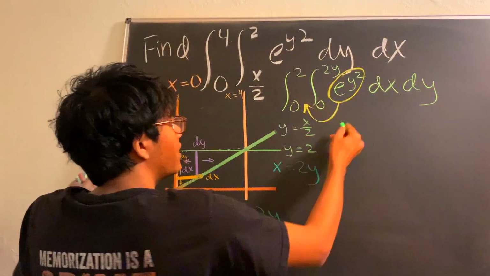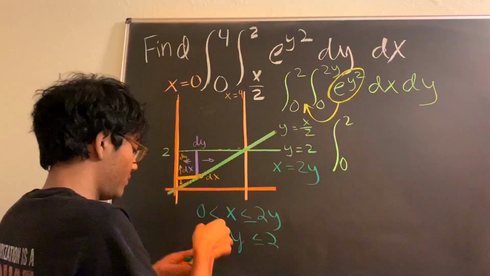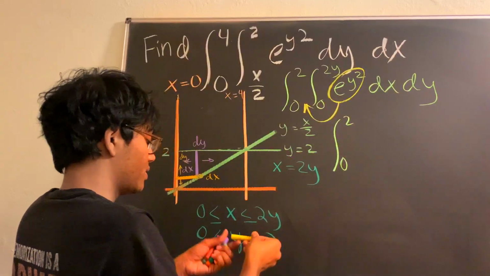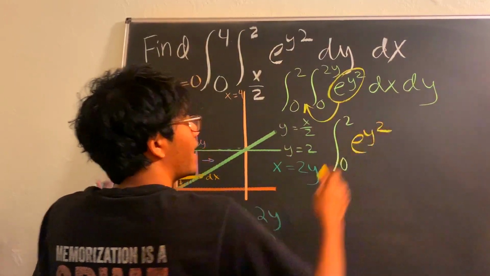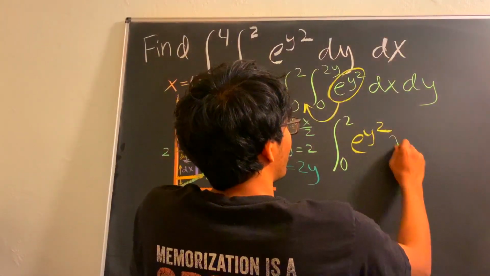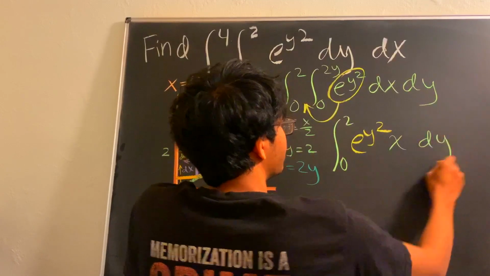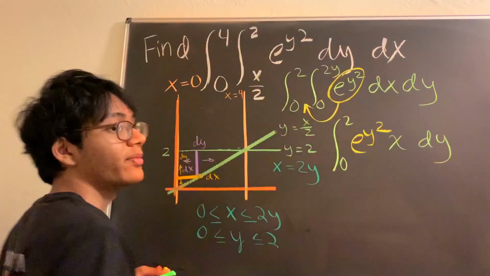We'll have the integral from 0 to 2 of e to the y squared. So let me write it down, e to the y squared. And then since we integrated with respect to x, I'll have a factor of x here, dy. Now don't forget, we have to evaluate this with these limits of integration.